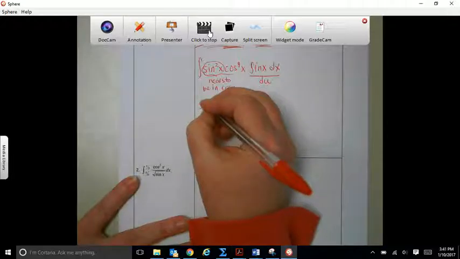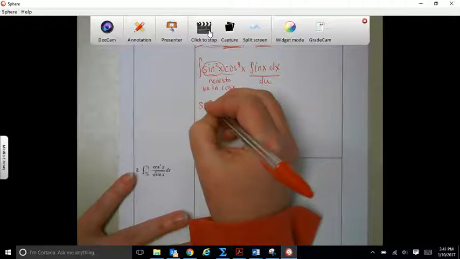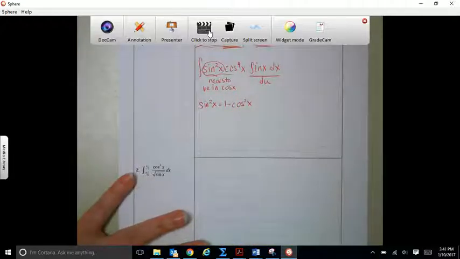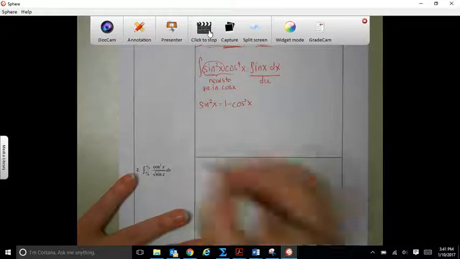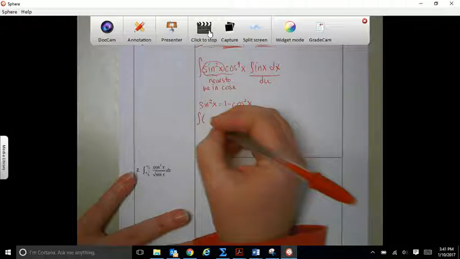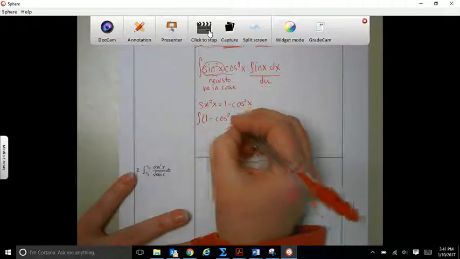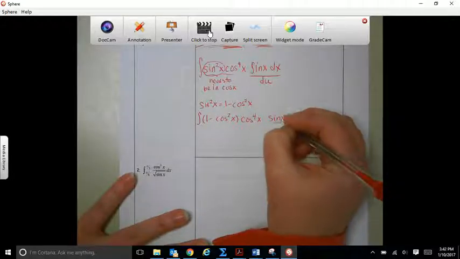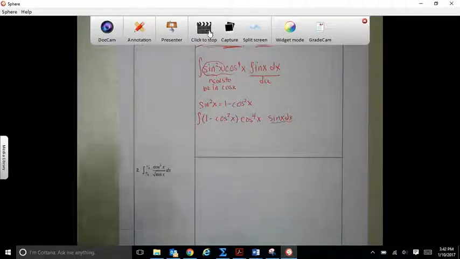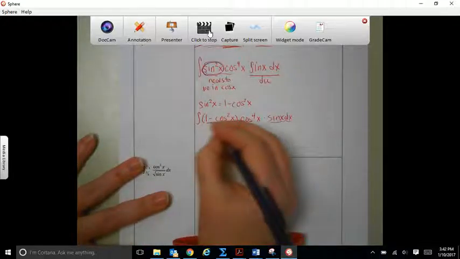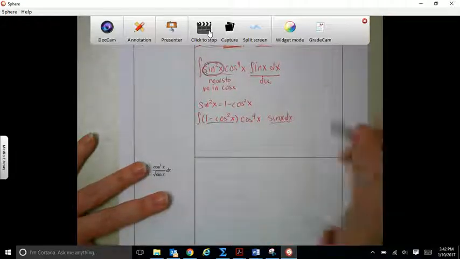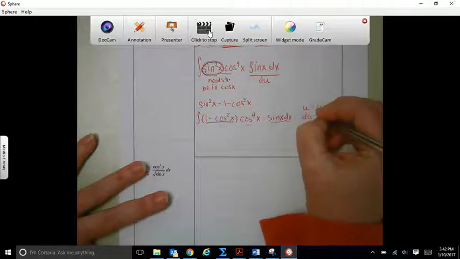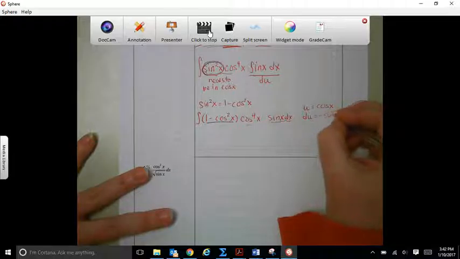Okay, so I know that sine squared x is going to be equal to 1 minus cosine squared x. So I'm going to use that substitution. So now I'm going to have the integral, and then I have 1 minus cosine squared x times the cosine to the fourth times that sine x dx. And again, I'm thinking I'm going to leave that out there for that du. And this guy went right there. Okay, so my u is going to be the cosine. And the derivative of that is going to be the negative sine x dx.